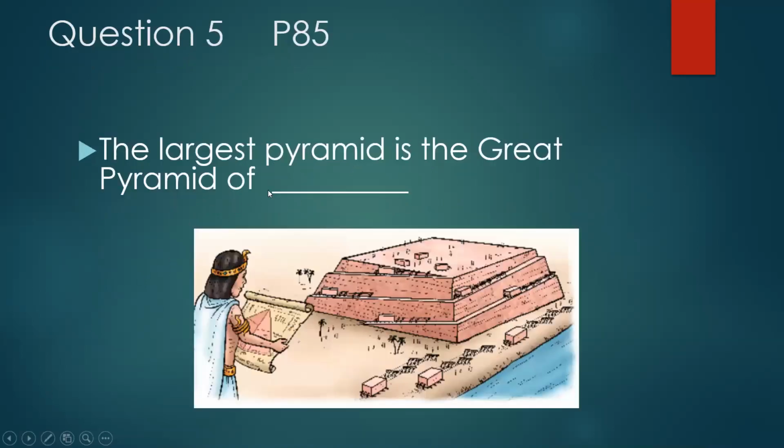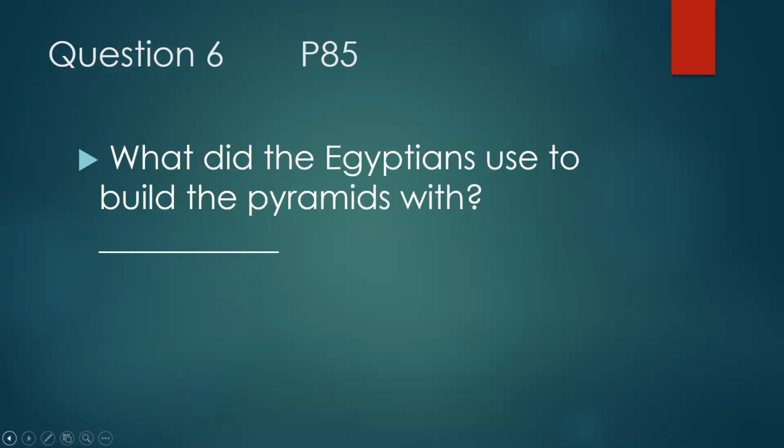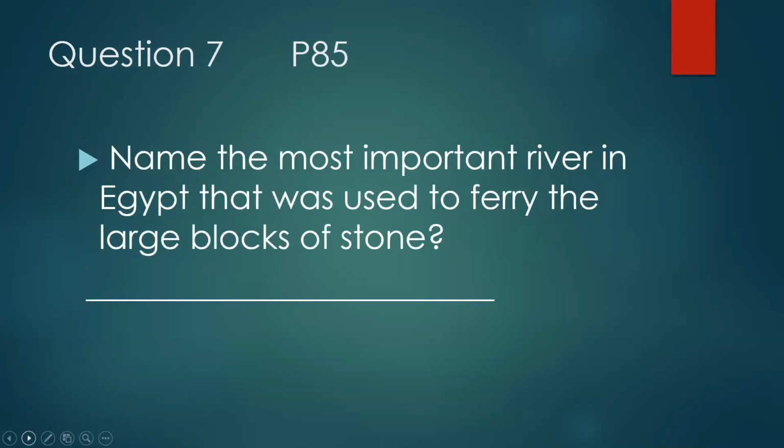On page 85, the largest pyramid is the Great Pyramid of where? And where you can also see gives you a clue there on page 85. Another one on page 85, question 6. What did the Egyptians use to build the pyramids with? Right, so that is also an answer you can find on page 85.